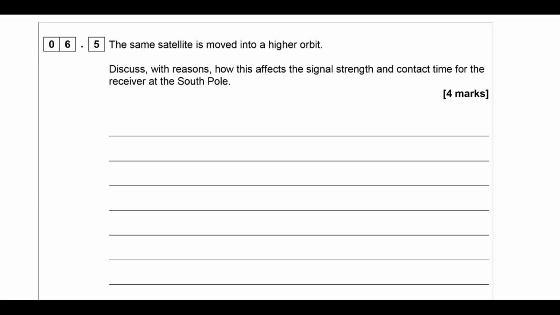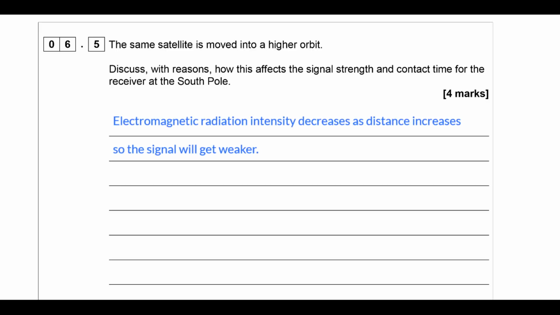Okay, so the same satellite is moved into a higher orbit. Discuss with reasons how this affects the signal strength and contact time for the receiver at the South Pole. So first of all, the signal strength is going to be weaker because it's got to travel further, and because it's an electromagnetic wave, we know intensity follows an inverse square law with distance, so let's put that in. But if we move further away, if we think how we calculated the beam width earlier, we did the distance times by the angle. So the angle is going to stay pretty much the same, but if the radius increases, that means the beam width increases, so we can actually get a signal for longer.